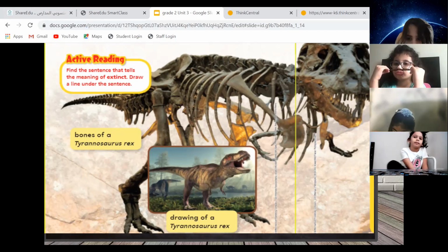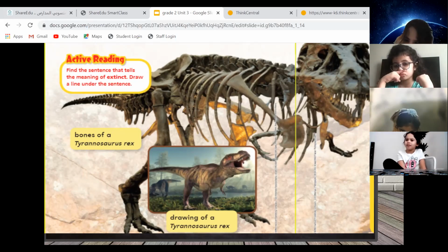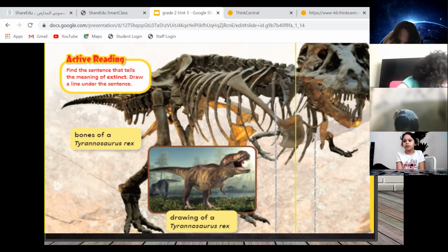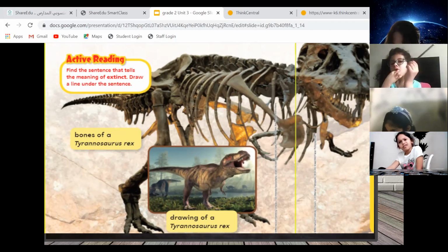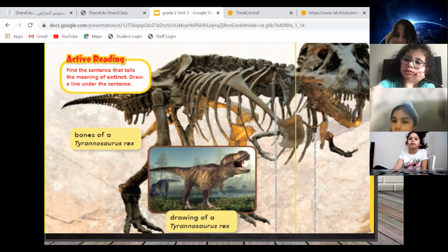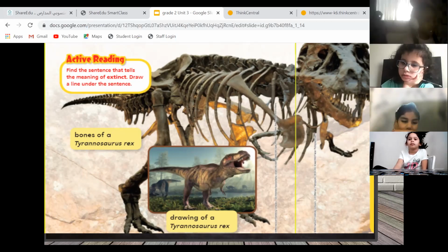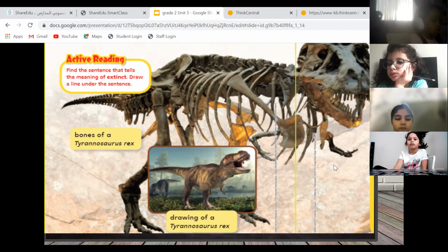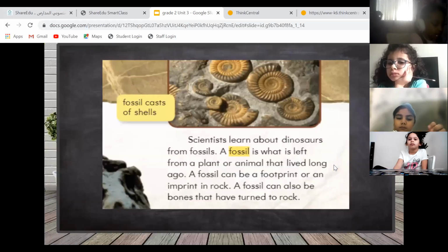Have you ever seen a T-Rex? A toy T-Rex? No. I see a toy T-Rex on YouTube, but I don't see it in real life. Really? It's really interesting. So this is the bones of a Tyrannosaurus Rex, and the one down is the drawing of it. Okay? Thank you, Batul. You can mute your microphone.